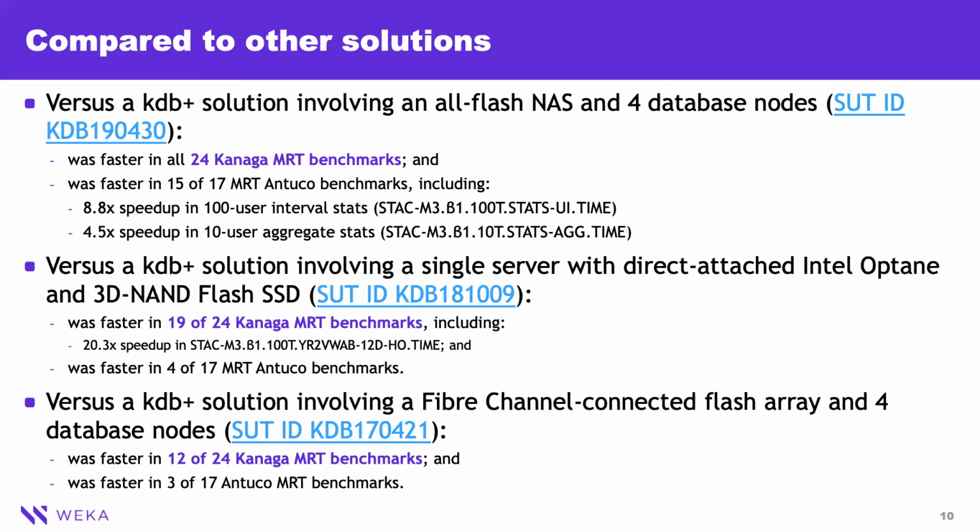The third comparison we did was comparing Weka to a KDB Plus solution running on a Fibre Channel SAN. Typically for people that can't get all of their data inside of an Optane direct attach system, the next option they look to is a SAN-based solution. And even on the SAN-based solution, on 12 of the 24 Kanaga benchmarks, Weka was faster than an all-flash SAN. So even with NVMe over Fabrics, Weka is still able to outperform a SAN-based solution.